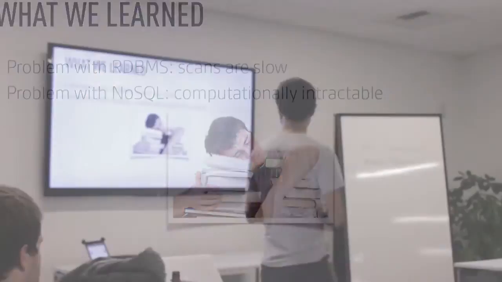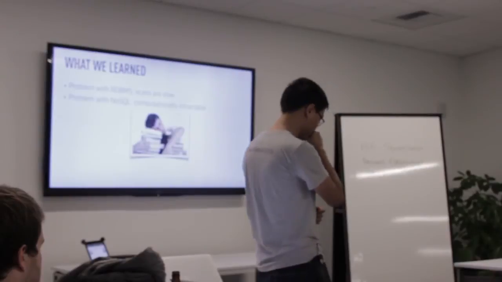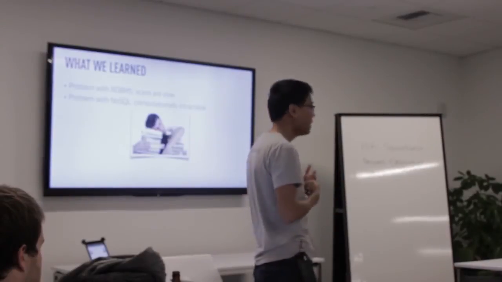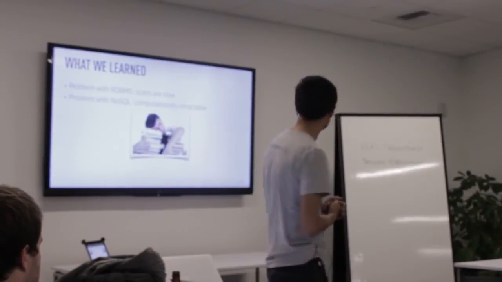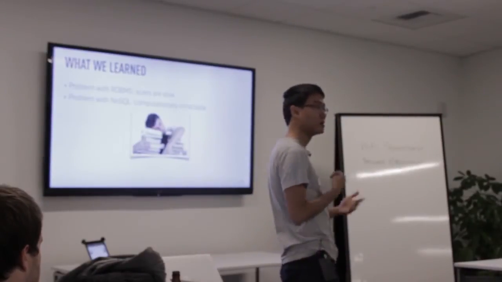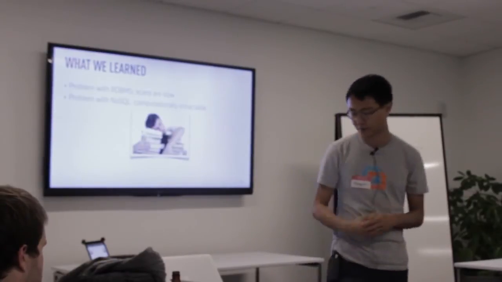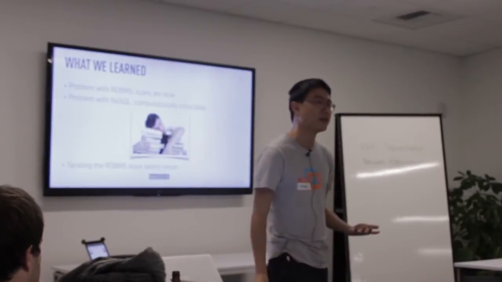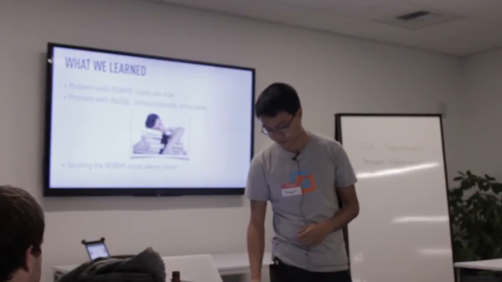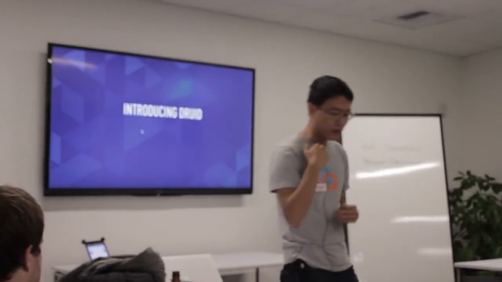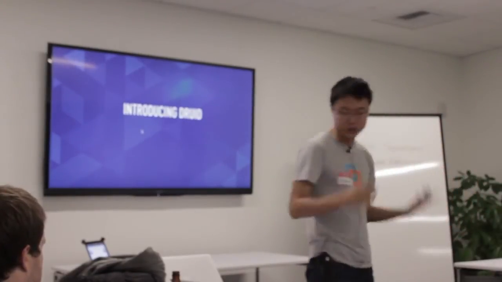And we looked at the lessons that we learned with using relational databases and using NoSQL key value stores. What we found was the problem with relational databases was basically that the scans tended to be somewhat slow. The problem with the NoSQL key value stores was that the pre-computation time just took too long. And we decided maybe it's not too hard to solve the problem that we saw with relational databases. So around mid-2011, we started really building out this system called Druid.